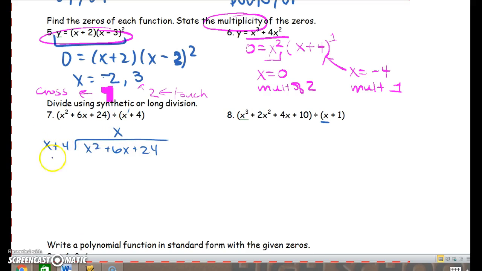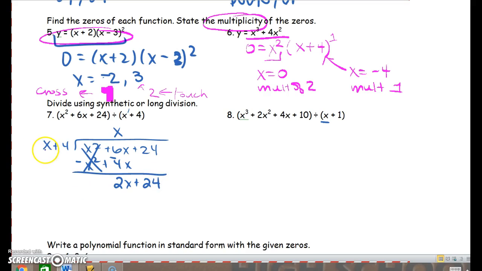So we divide and then we multiply. We take that x and we multiply it to the numbers outside. So x times x is x squared. X times 4, we have to distribute it to both, is 4x. Then we subtract. So when we subtract, these go away. 6x minus 4x is 2x plus 24.